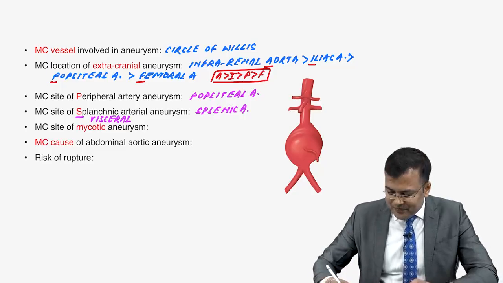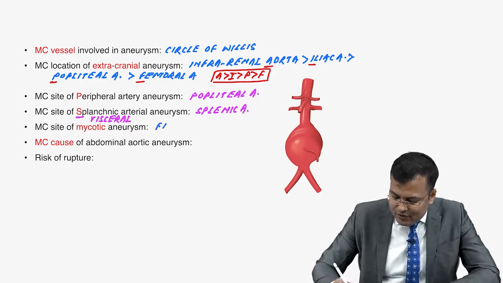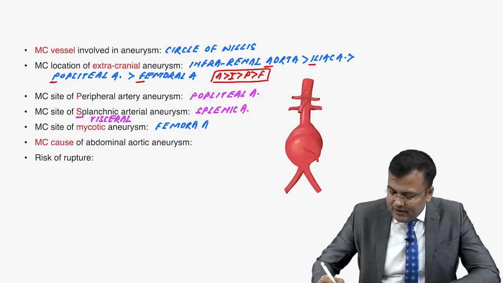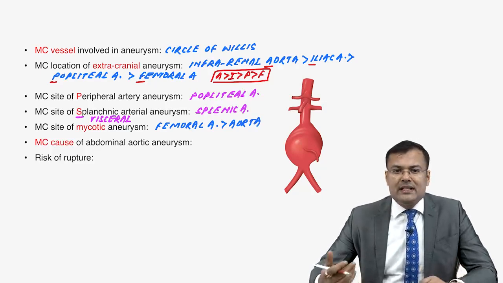So, important question: what is the most common site of mycotic aneurysm? Yes, the femoral artery, followed by the aorta. The most common organism is Staph aureus followed by Salmonella.